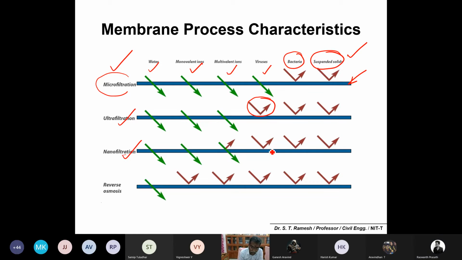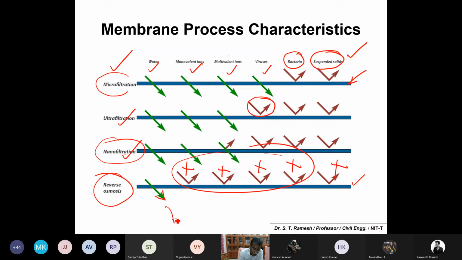Nanofiltration will also retain all multivalent ions, viruses, bacteria, and suspended solids, so you can plan for nanofiltration. Please remember reverse osmosis. If you happen to see a reverse osmosis treatment system, the semi-permeable membrane will not allow suspended solids, bacteria, viruses, multivalent ions, or monovalent ions. It will allow only water to pass. Imagine now that everything is removed, and whatever RO water you take is only pure deionized or distilled water. Is it okay?